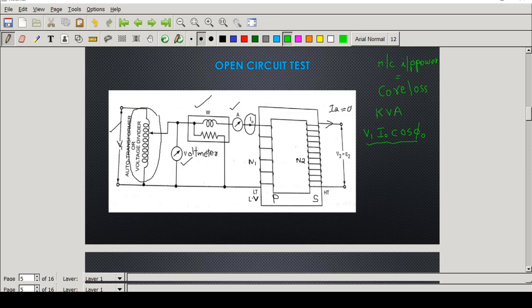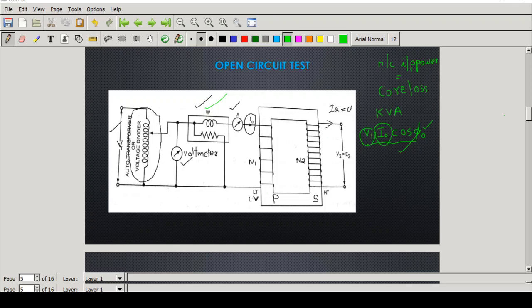Now since this is done in open circuit condition, the wattmeter will give this power. The power given to the transformer is used for supplying the core loss, so the wattmeter will give the value of V1 I0 cos phi 0. We already know V1 from the voltmeter and I0 from the ammeter, so we can easily find cos phi 0. Once we get cos phi 0, we can find the components of the current, that is IE, the core loss component, IM, the magnetizing component, and other parameters. We will see how to find that.